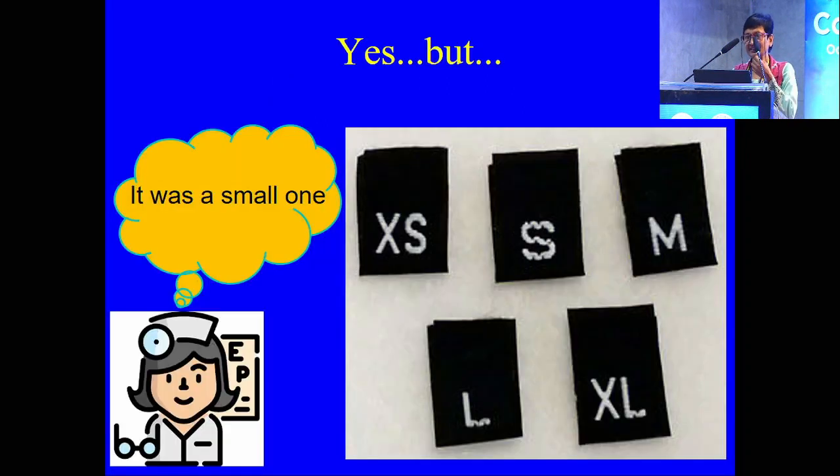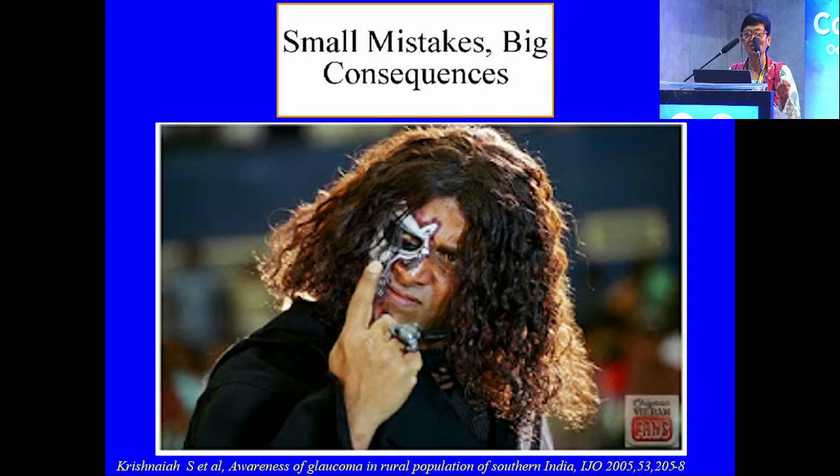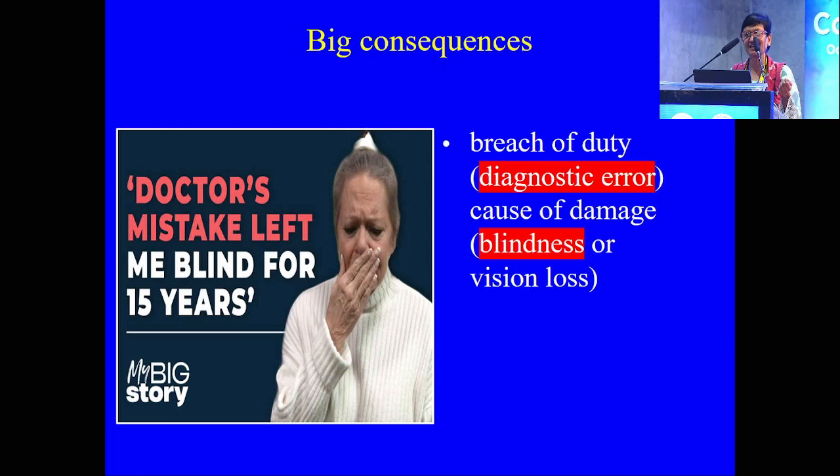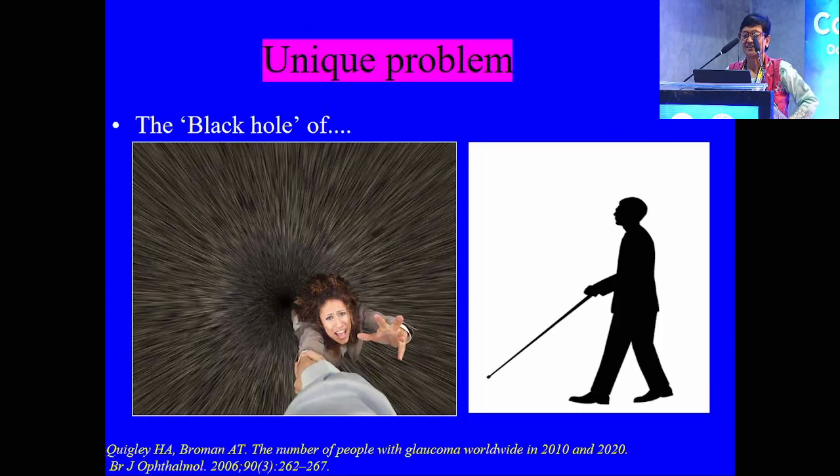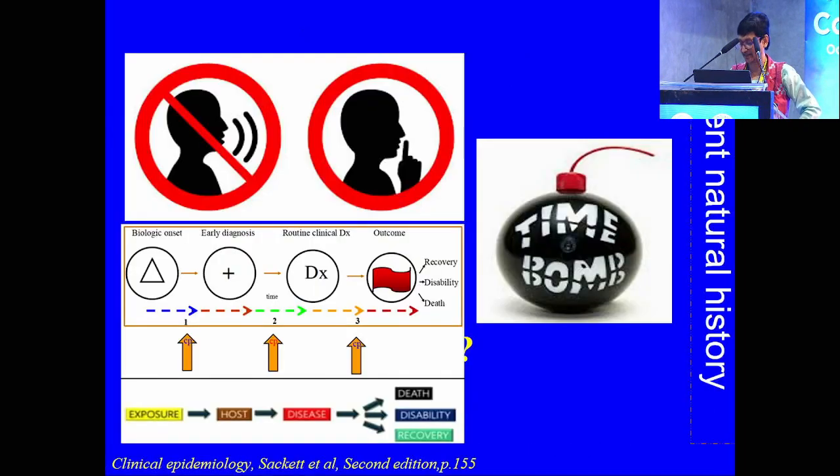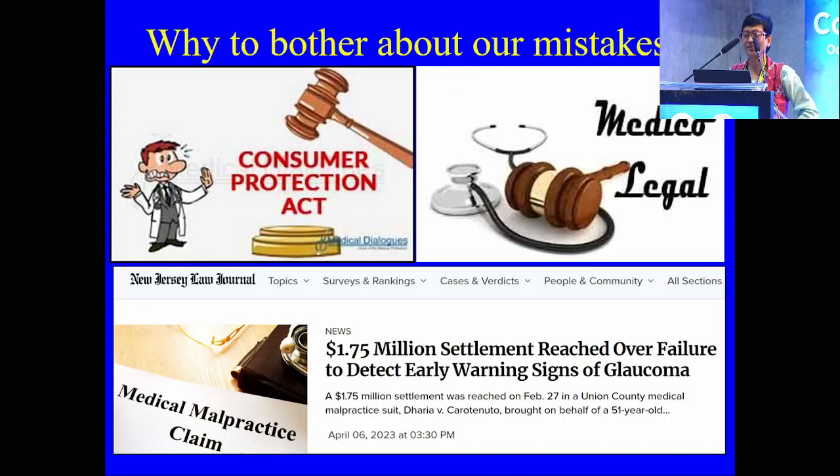Sometimes we think that it's a very small mistake, but even then it can lead to big consequences like blindness. That is irreversible, a black hole of irreversible blindness. You will wonder if you know that it is sitting like a time bomb on us. So why bother about our mistakes?